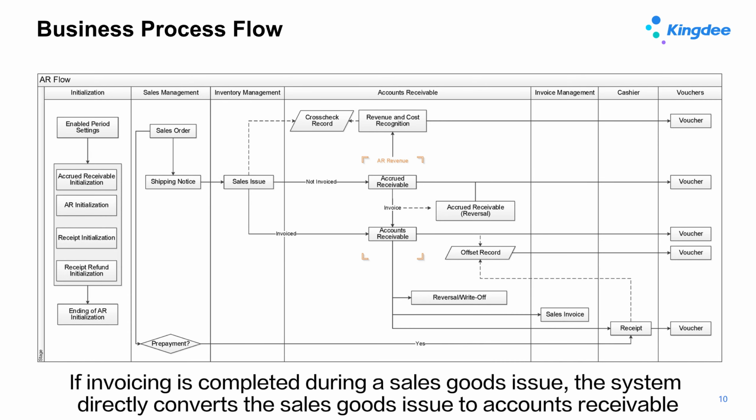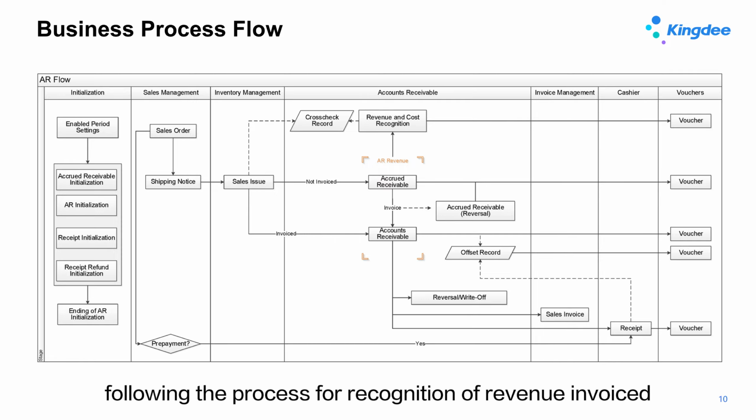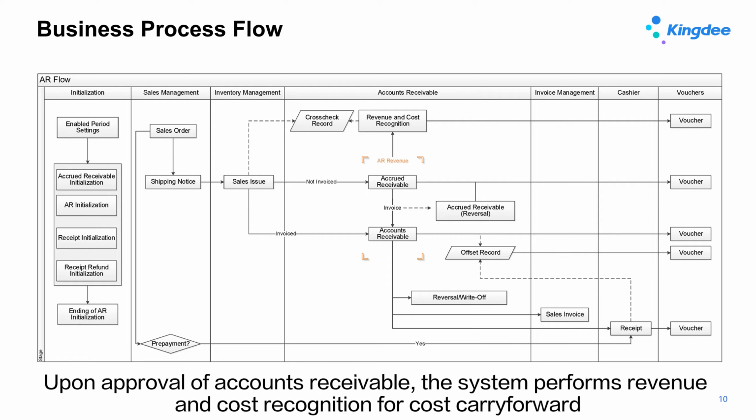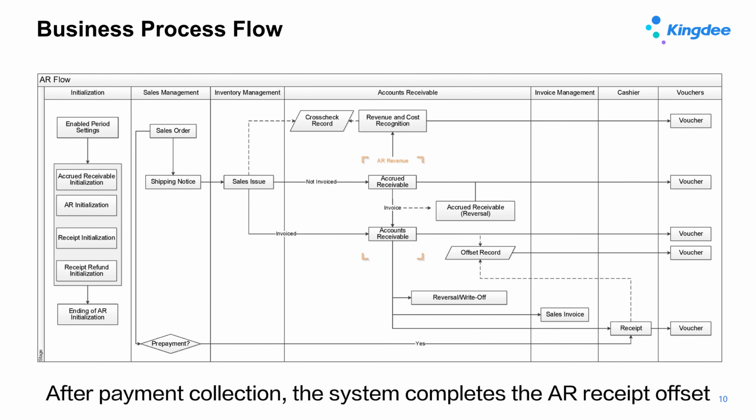If invoicing is completed during a sales goods issue, the system directly converts the sales goods issue to accounts receivable, following the process for recognition of revenue invoiced. Upon approval of accounts receivable, the system performs revenue and cost recognition for cost carry forward. After payment collection, the system completes the AR receipt offset.